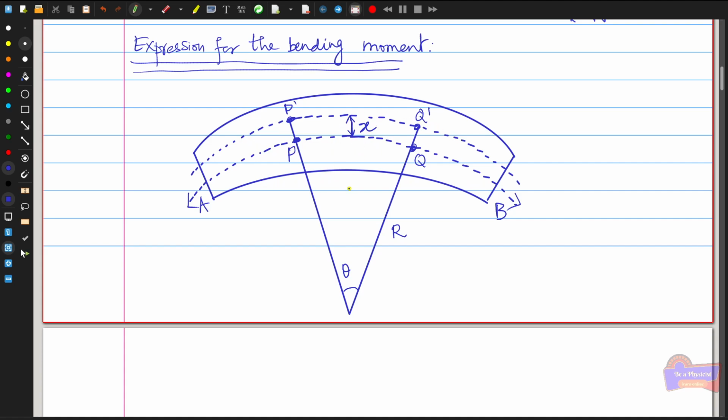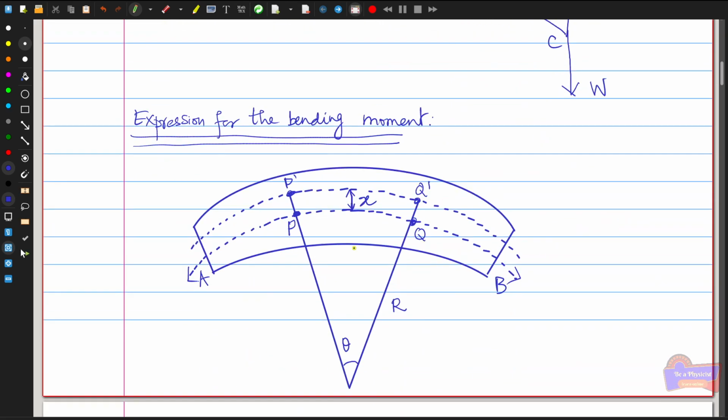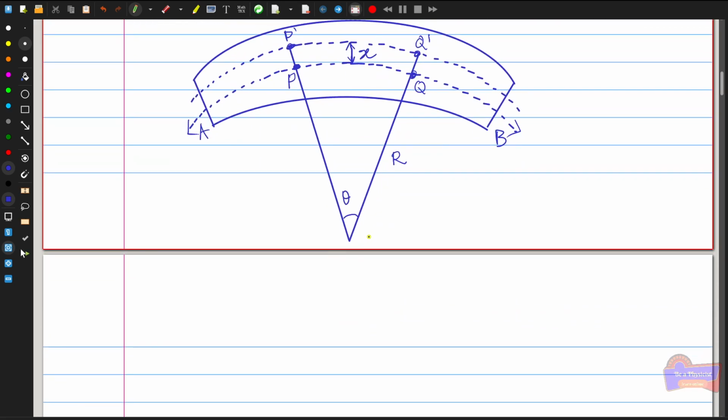So the small portion of this beam is actually shown here. In this beam, this line AB is the neutral axis of the beam, and the filament above the AB is elongated, and the filament below this line AB is compressed. The filament AB remains unchanged because it's a neutral axis. There is no elongation or compression happening in this line.